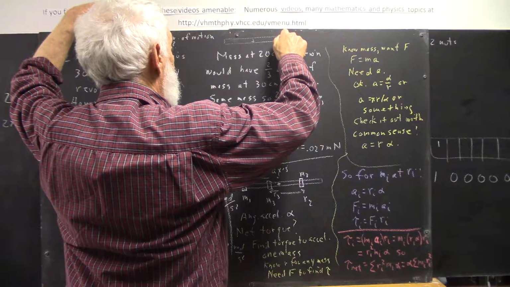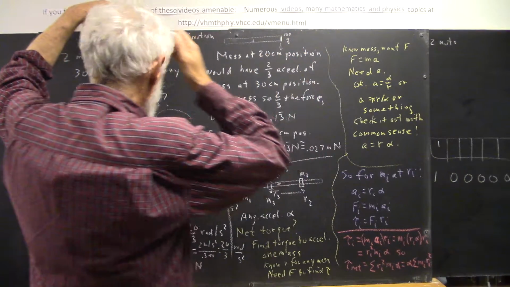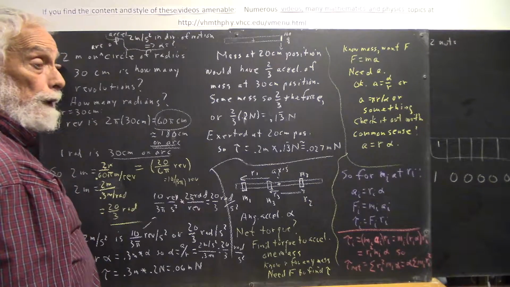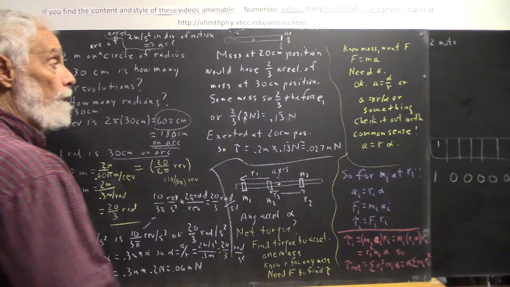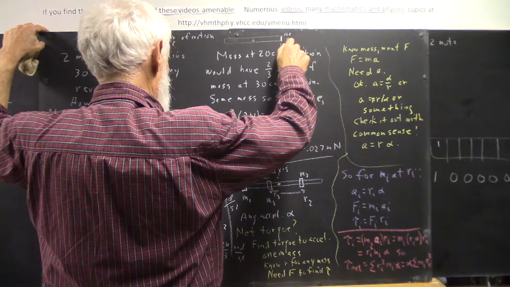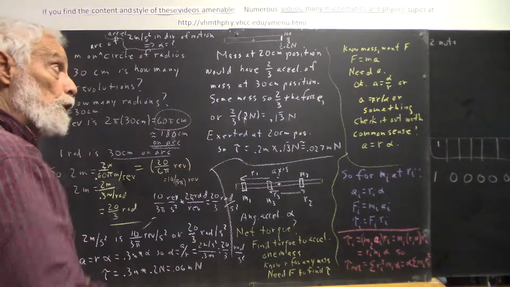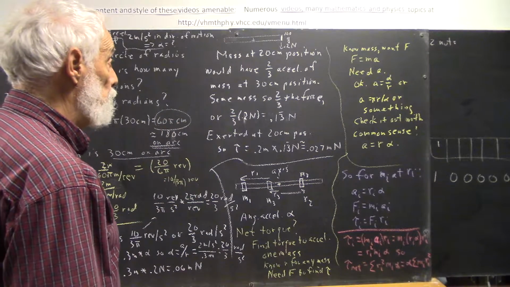right here. And we're applying a force of, well, the force that will accelerate it at 2 meters per second squared. And that force has got to be 0.2 newtons. 0.1 kilogram times 2 meters per second squared gives you 0.2 newtons.